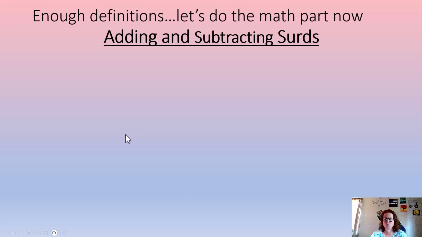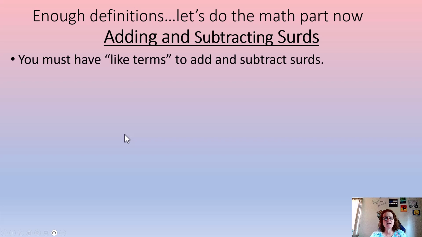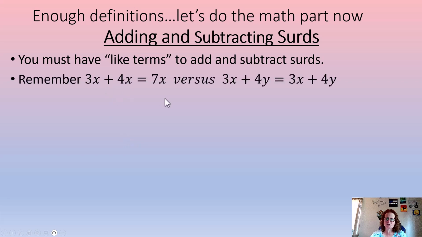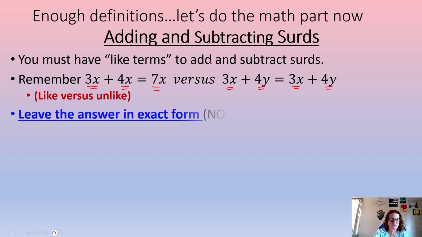Adding and subtracting of surds. You must have like terms to add and subtract a surd. So remember, 3x plus 4x is equal to 7x, right? I have 3 x's, I add together with 4 x's, I have a total of 7 x's now. But if I have 3 x's and I try to add 4 y's to it, I can't add apples and oranges to get one or the other. So I still have 3 apples and 4 oranges. Remember, like terms versus unlike terms.